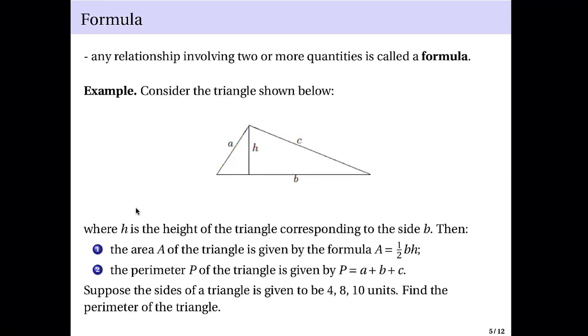So here, let us consider the problem. Suppose the sides of a triangle are given to be 4, 8, and 10 units. Find the perimeter of the triangle. We are just looking for the perimeter. So in here, we can easily write perimeter P. This is simply 4 plus 8 plus 10, and this is equal to 22. And let us put units because it's a more general unit.